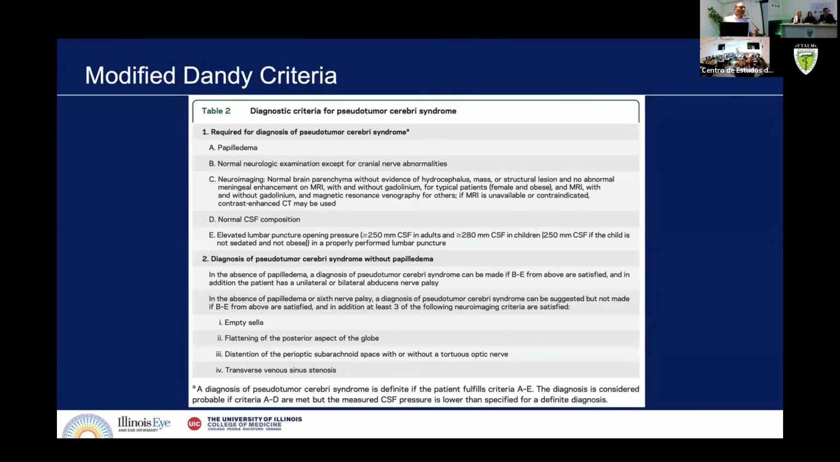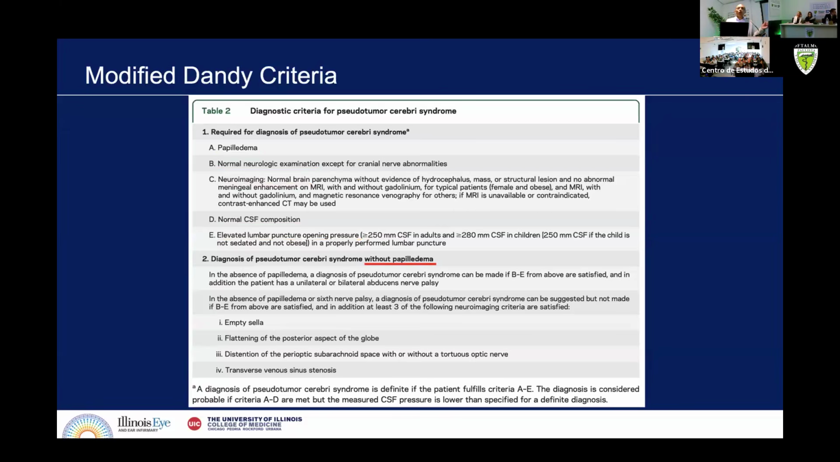The modified Dandy criteria are what give us the definition of IIH. It's papilledema, normal neurologic exam, normal neuroimaging, normal CSF, but elevated intracranial pressure. So that's really the only abnormality that you should have. In adults, the pressure is considered abnormal if it's greater than 25 centimeters or 250 millimeters of water. In children, the cutoff is 280. And the reason for that is that often these pediatric patients need anesthesia to be able to tolerate the procedure, and that elevates the CSF pressure as well.